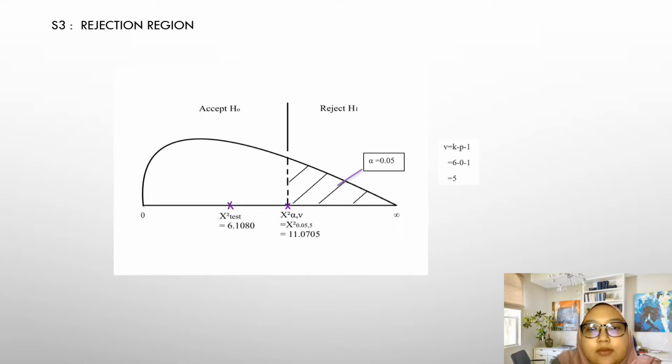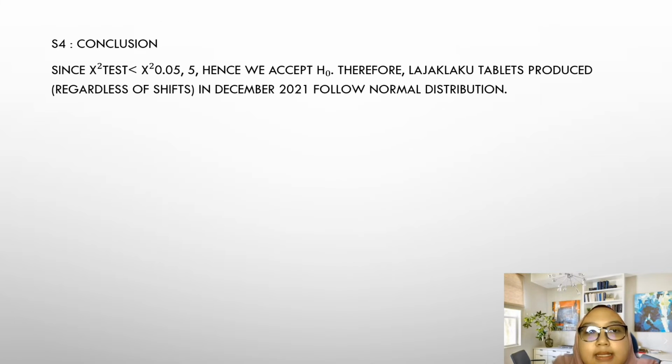Then we do the rejection region by comparing the chi-square test that we calculated from the last table with the chi-square from the table, with alpha 0.05 and degrees of freedom 5, which is 11.0705. The last step is the conclusion. Since the chi-square test is less than chi-square 0.05 with degrees of freedom 5, we accept H0, and therefore we accept our claim that the Lajak Laku tablet produced regardless of shifts in December 2021 follows normal distribution. That's all from me. Thank you.